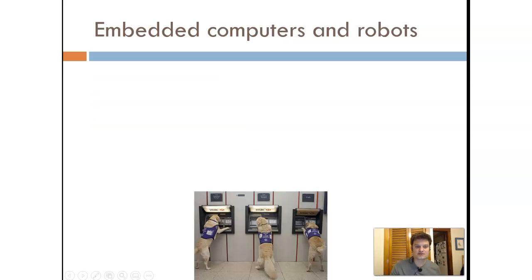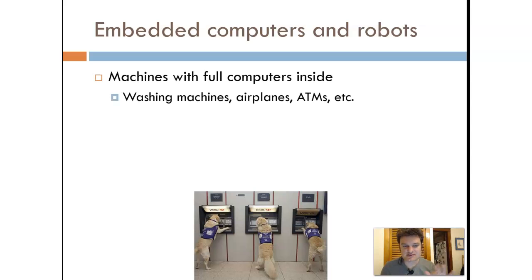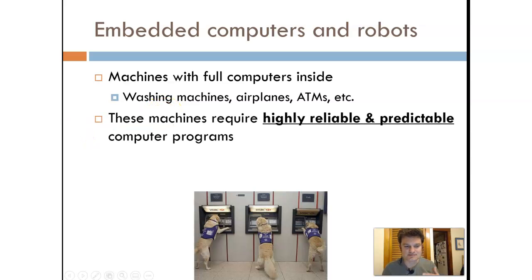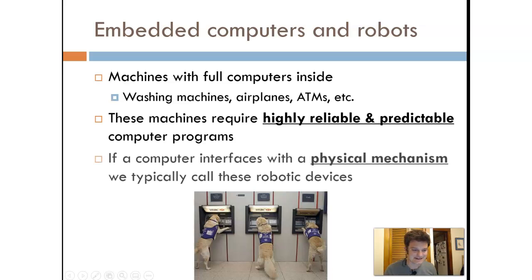Now, going a little further, when we're looking at robots, a lot of times we're dealing with embedded computers or programmable computers. An embedded computer essentially means machines with full computers on the inside: washing machines, airplanes, ATMs. Essentially, they're highly reliable and predictable computer programs because they're going to be used over and over again. They're embedded because we generally don't want to change the programming of an ATM too often. We do every now and then, but for the most part, we want that ATM to be highly reliable so it's not spitting out extra wads of cash. Or if you're the bank, that's what you want. If you're the consumer, you definitely want that to happen.